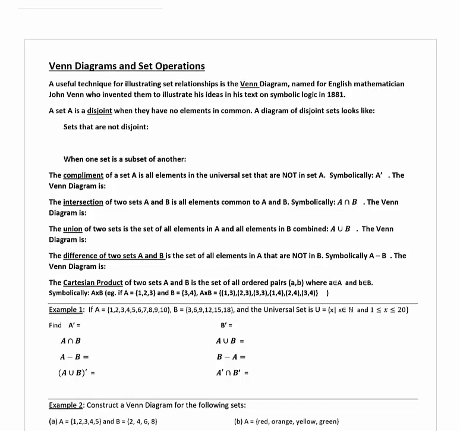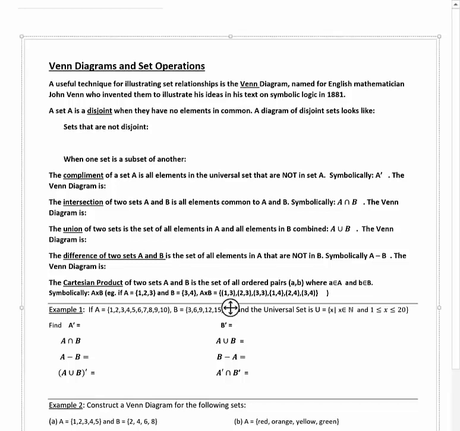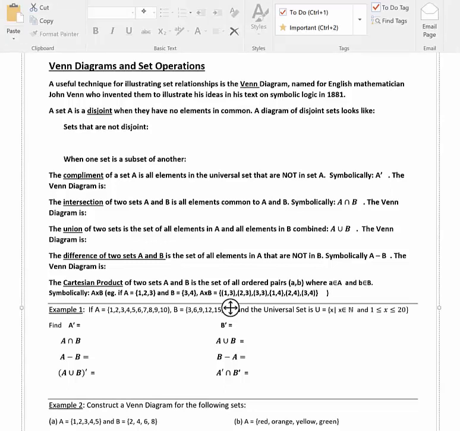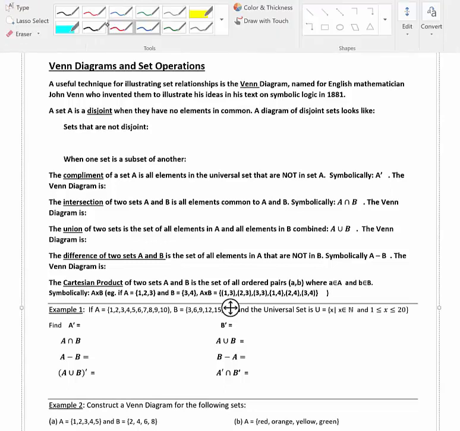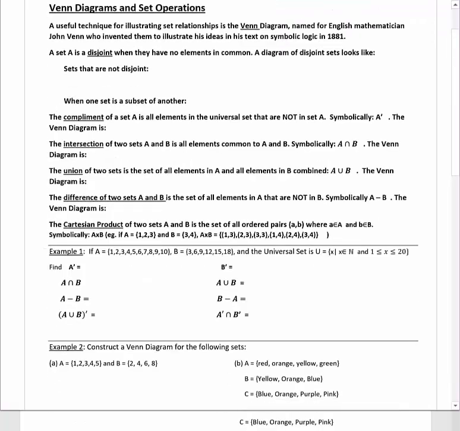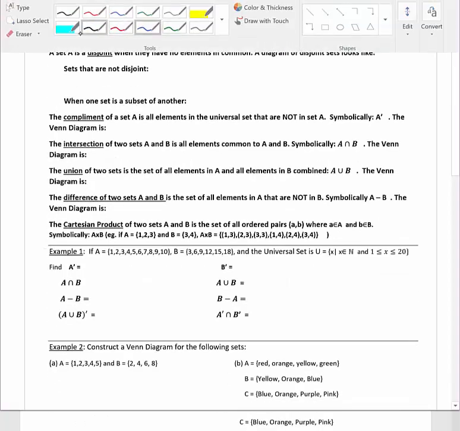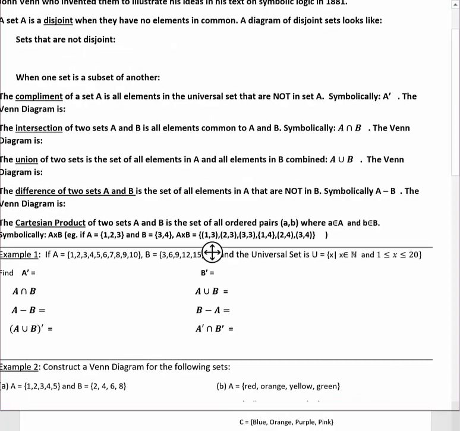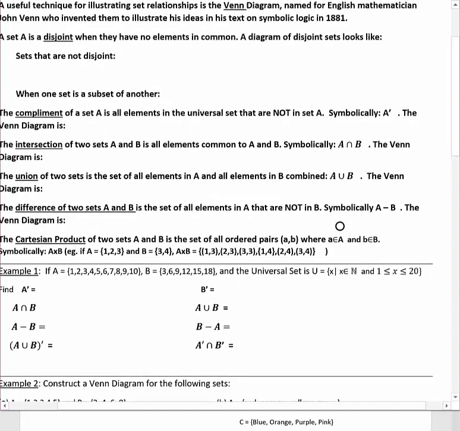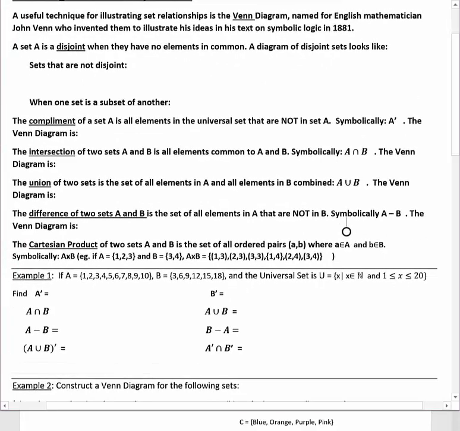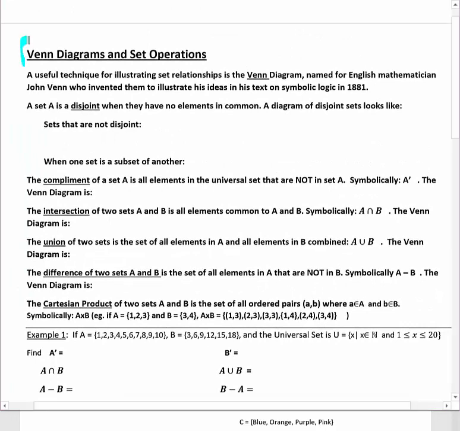That contains all the cities in San Joaquin County, all the cities in Sacramento County. So I'd say the universal set is like an all-encompassing set. Am I going to spell encompassing right? Don't make fun of me if I spell it wrong. It contains all the elements in all the sets that you're talking about.